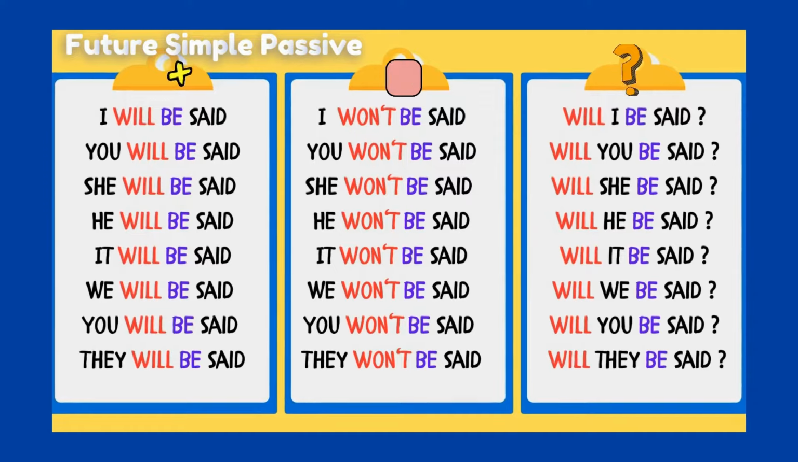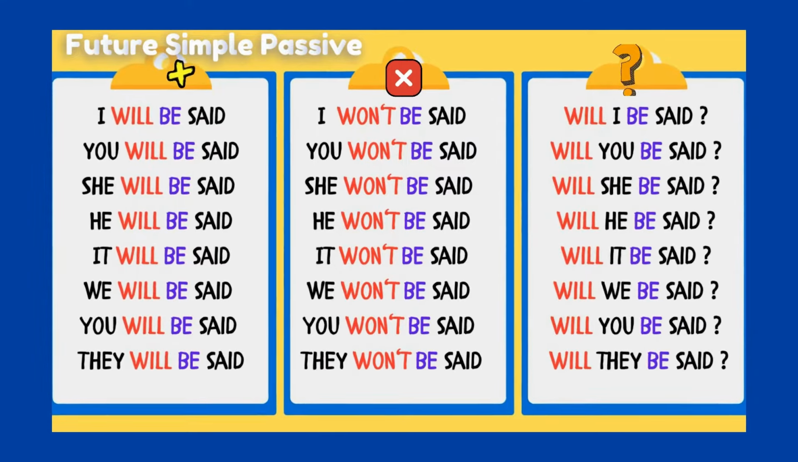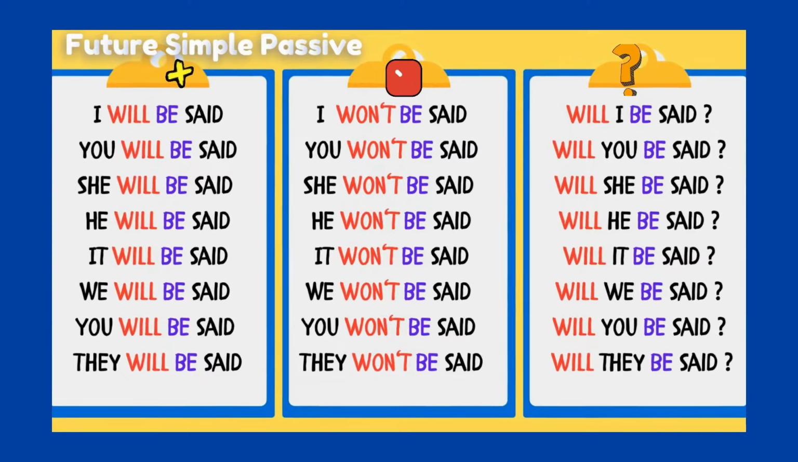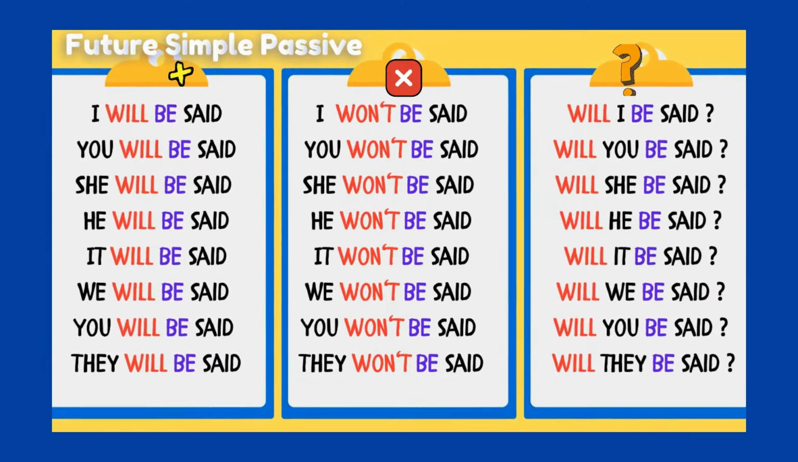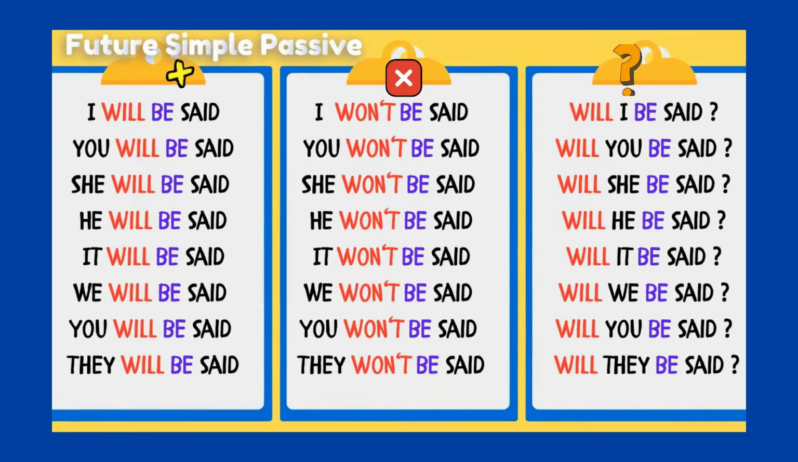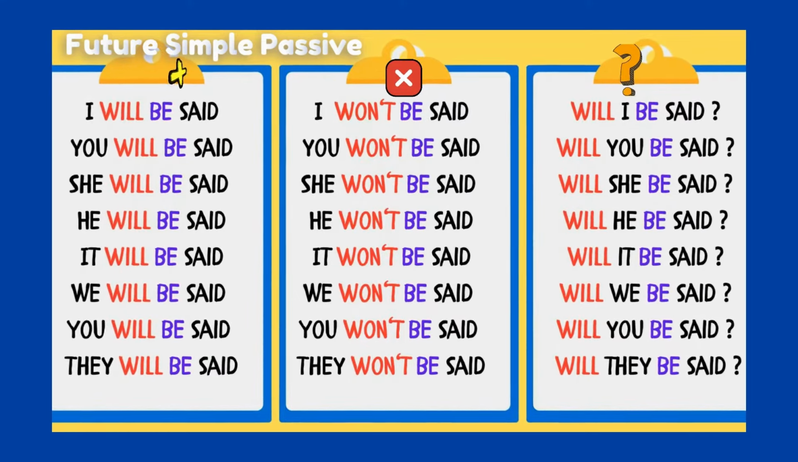Interrogative form or questions: will I be said? Will you be said? Will she be said? Will he be said? Will it be said? Will we be said? Will you be said? Will they be said?